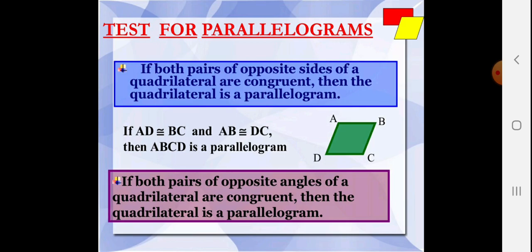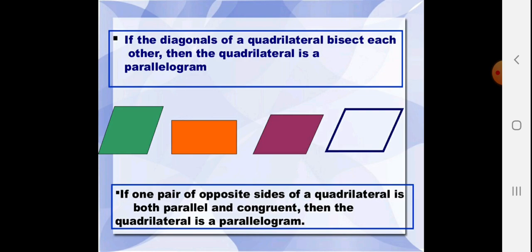If both pairs of opposite sides of a quadrilateral are congruent, then the quadrilateral is called a parallelogram. If AD is congruent with BC and AB is congruent with CD, then we can say that ABCD is a parallelogram. If diagonals of a quadrilateral bisect each other, then that quadrilateral is known as a parallelogram. If one pair of opposite sides of a quadrilateral is both parallel and congruent, then this quadrilateral is known as a parallelogram.